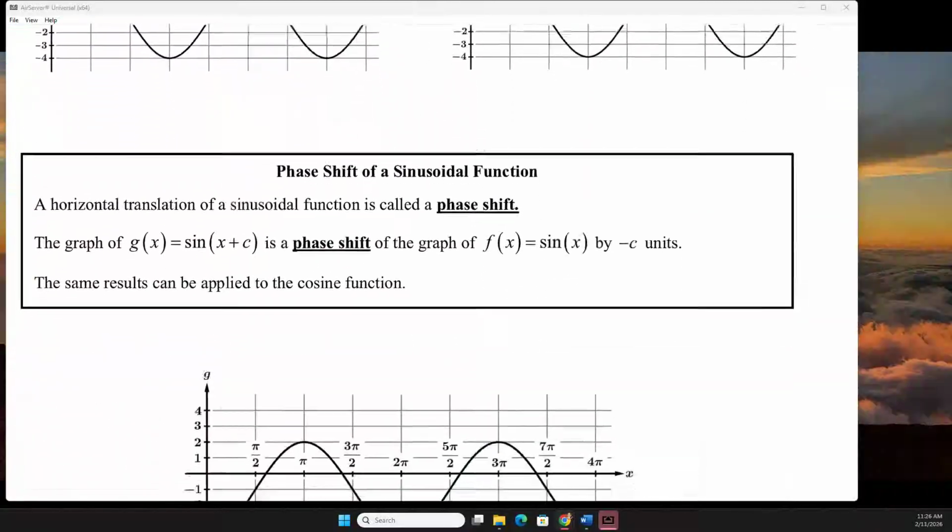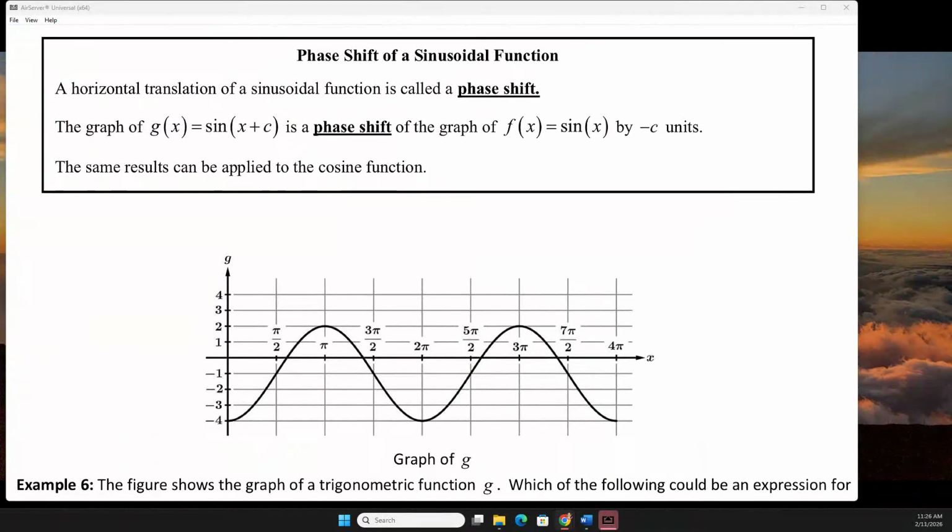Okay, let's talk about shifting. Horizontal translations of sinusoidal functions are not called that. For some reason, it's called a phase shift, but it's the same. It works the exact same way. So if there's something added inside the parentheses, it is going to be shifted. It's going to have a phase shift of the opposite number of units, just like a horizontal translation.